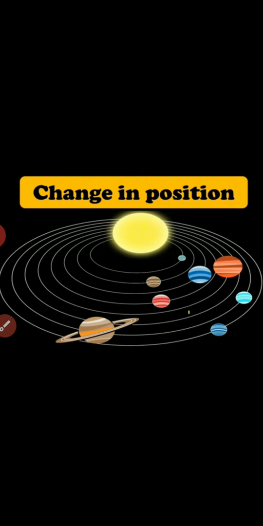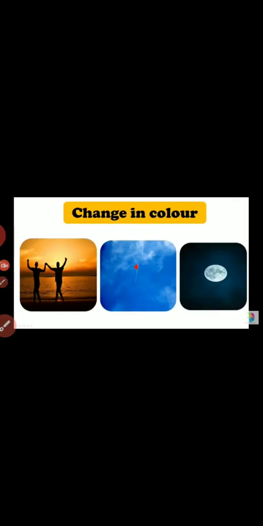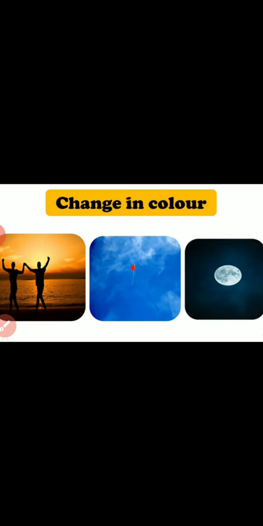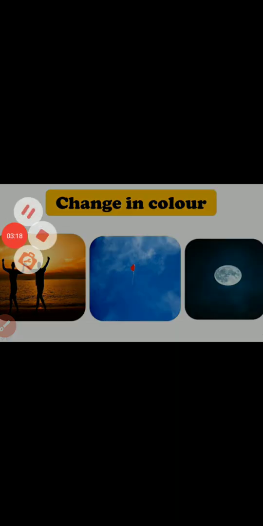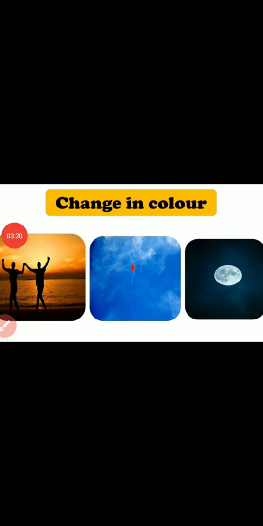Now look at this, what can you visualize? Yes, changes in color. As you know, during sunrise and sunset, the color of the sky changes. It is yellowish and blue during the day, and dark at night. So what kind of change is this? It is the change in color.